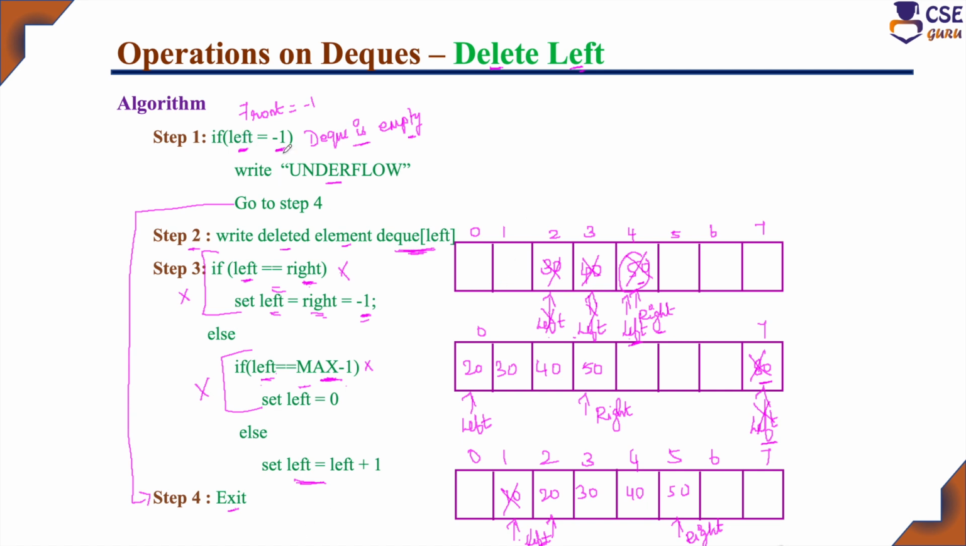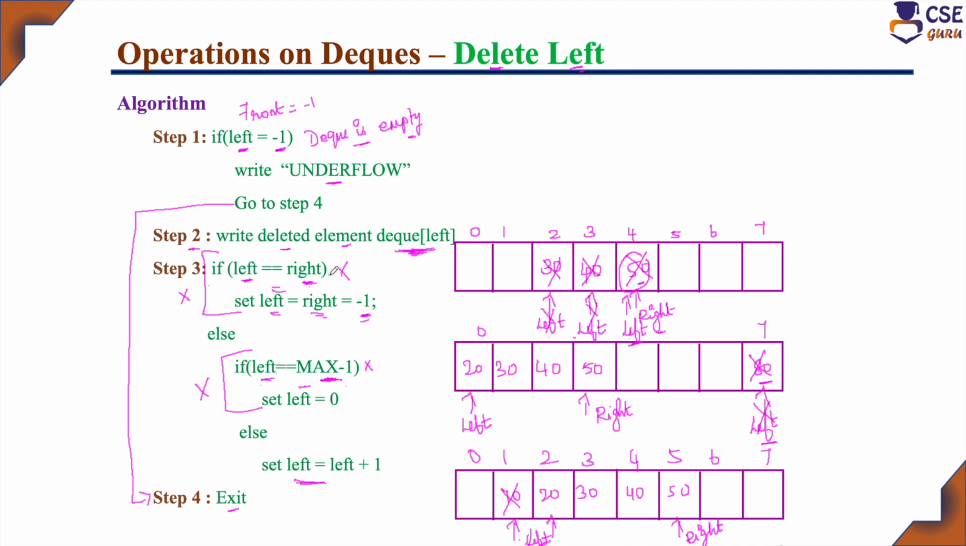Here, first you have to check for an empty Deque. If the condition is true, write overflow and exit. Okay. Otherwise, what is the element you are going to delete? That you have to print. That is, whatever the left pointer is currently pointing to, that element you have to print. Okay. And step 3 is the actual condition.